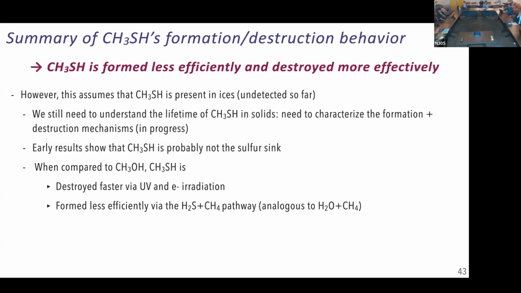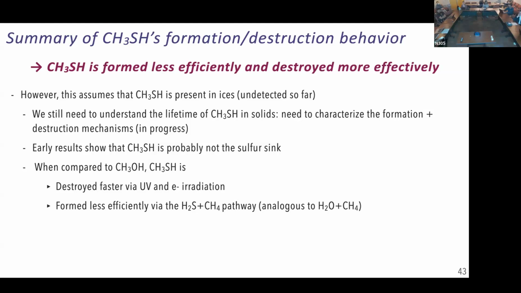And this also shows that the early results show that methyl mercaptan is likely not the sulfur sink. One of the things that I wanted to bring up was that in the H2S plus methane experiments, I form a lot of S2 and S3. I can't look at anything more than that because our QMS resolution is only up to 100 mass to charge. But that's surprising compared to what our model predicted.